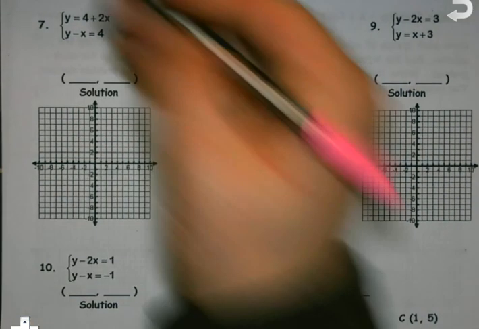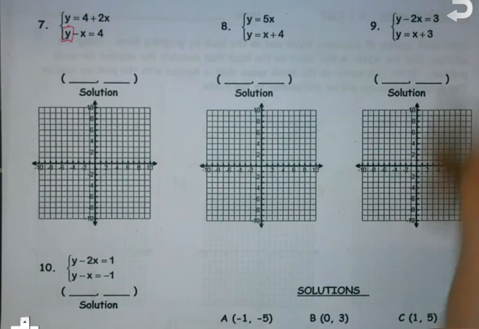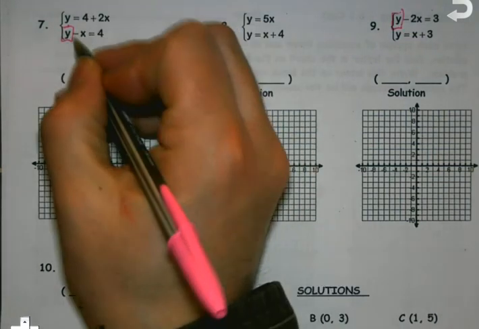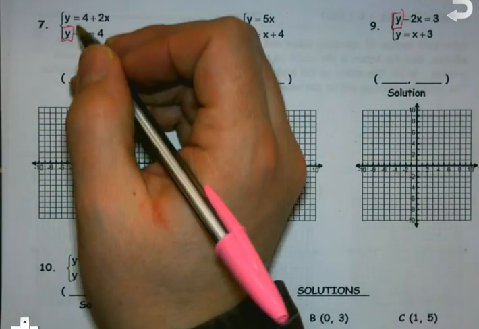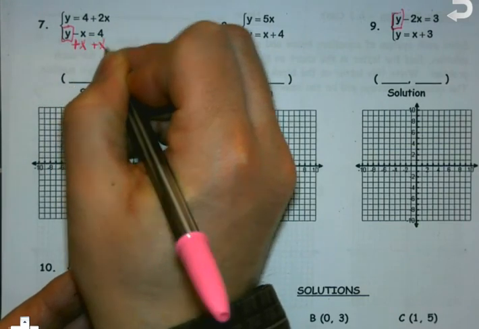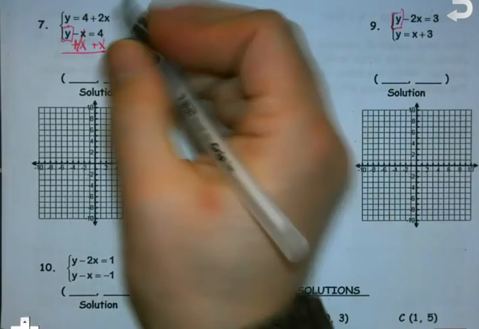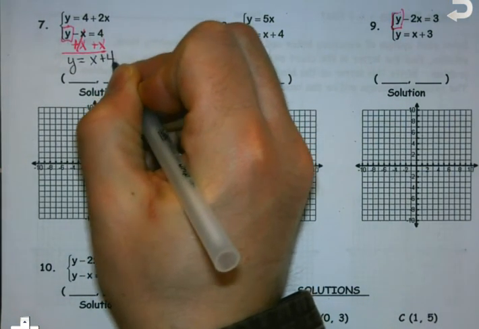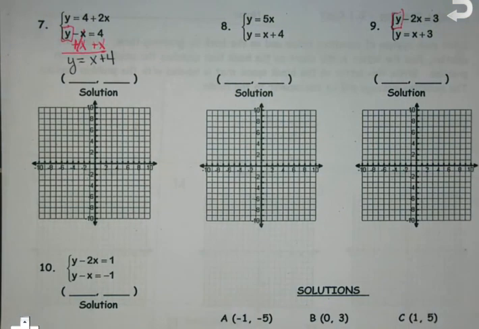My job is always to have Y on a side by itself. And if it's not, it's my job to make sure that happens. So here, since I'm minusing X, I have to do the opposite to move it to the other side. So I'm going to plus X on number 7. And I have X plus 4. And I can graph that. Okay? But I have to have Y by itself. Okay, number 8, those are ready to go.